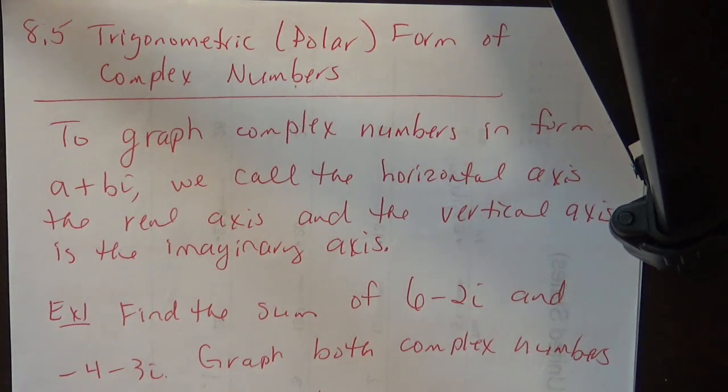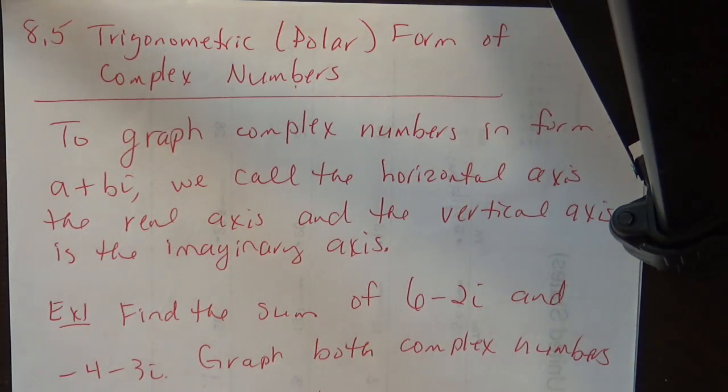Okay, welcome to section 8.5. This is trigonometric or polar form of complex numbers. So we're just going to start with some basic information. To graph complex numbers in form a plus bi, we call the horizontal axis the real axis, and the vertical axis is going to be our imaginary axis.